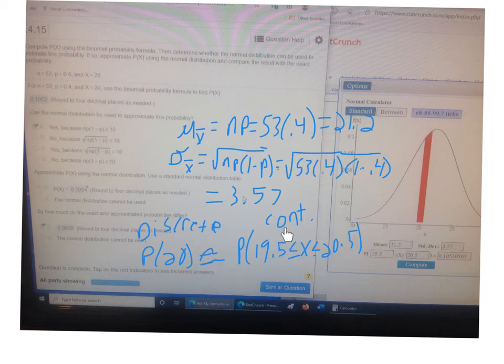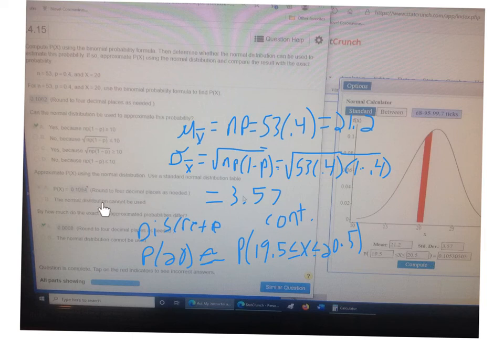So here you've got the correction for continuity. You got to go half on each side of this. 20 minus a half and 20 plus a half, so from 19 and a half to 20 and a half. So, you put that in here, you click compute, it gives you the answer here.